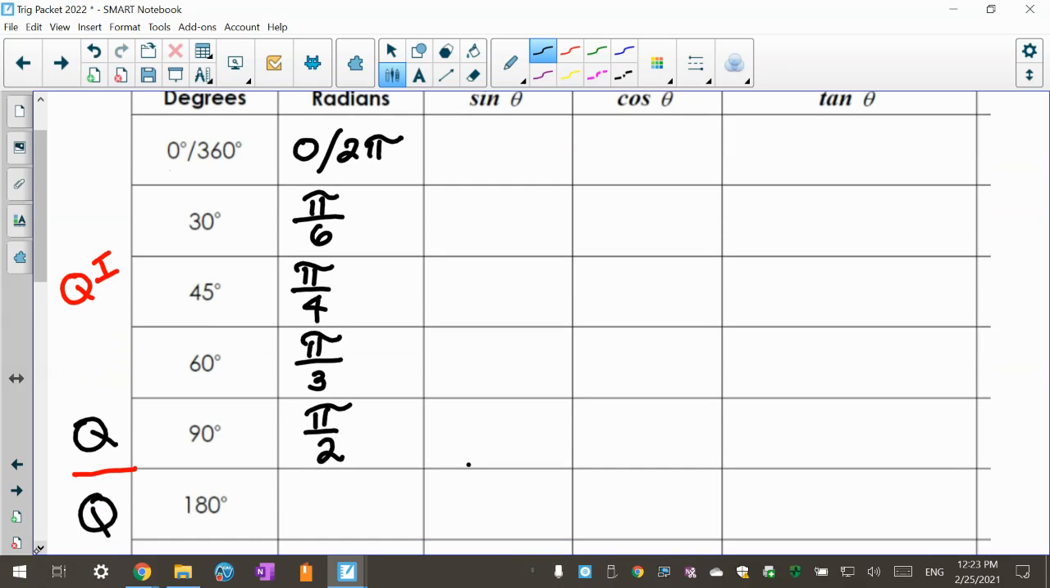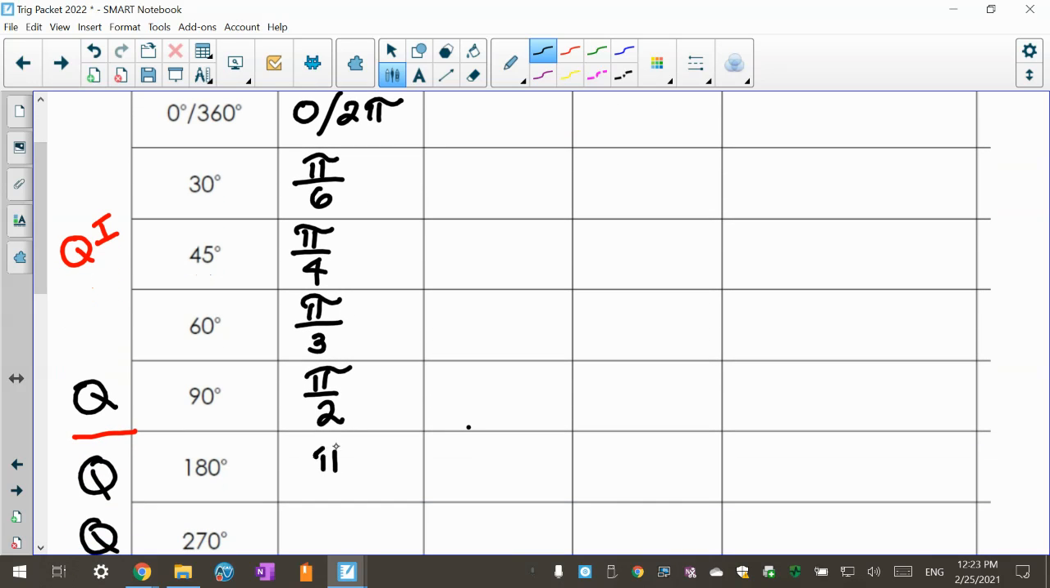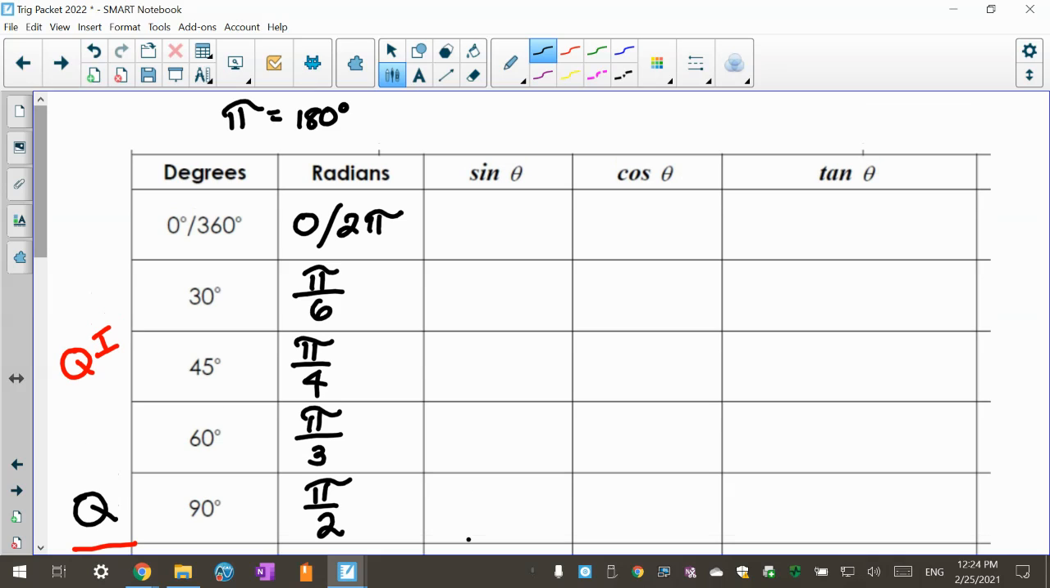And we can keep going down here. 180 would be pi, and 270 is 3 pi over 2. So there's the radian measure of the main angles. So I have my 4 quadrantal angles, and then I have quadrant 1, all right?